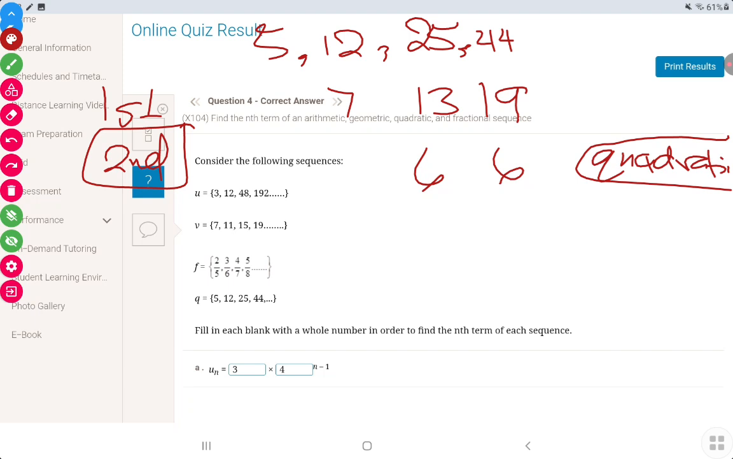The general term of a quadratic sequence is an squared plus bn plus c, the quadratic formula. So we want to find a.